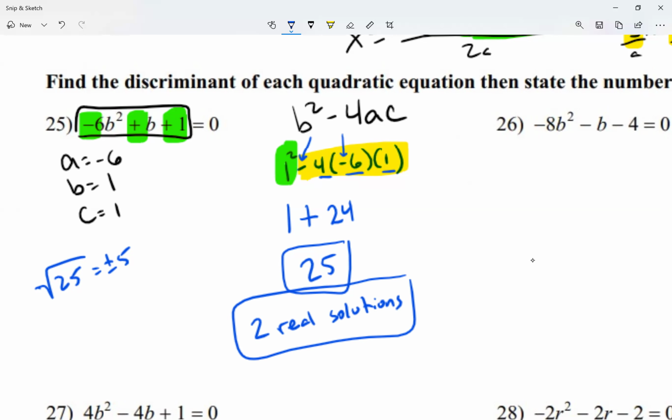Now, what makes it a real solution and an imaginary solution? What makes it a real solution is that I could find it on a number line. There's a 0, there's a positive 5, a negative 5. I can find my solutions on the number line. That's what makes it a real solution.